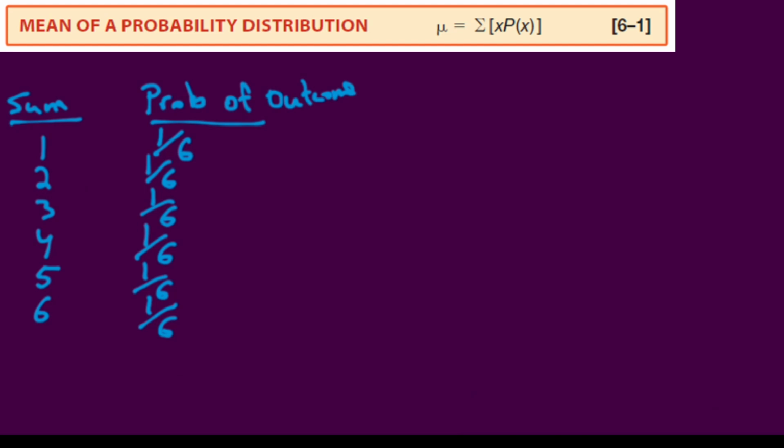So here we have our probability distribution. How do we calculate the mean of this? Well, we simply want to follow this formula and say the mean is the sum of the x's times the probability of x. And here we have our x's, and here we have the probability of x.